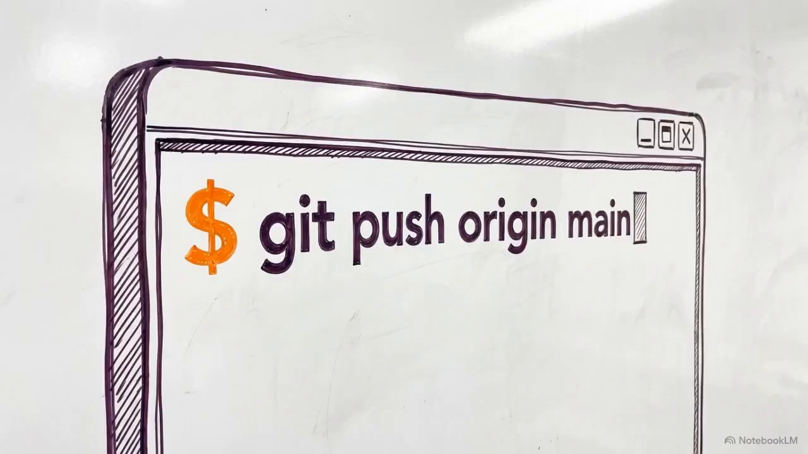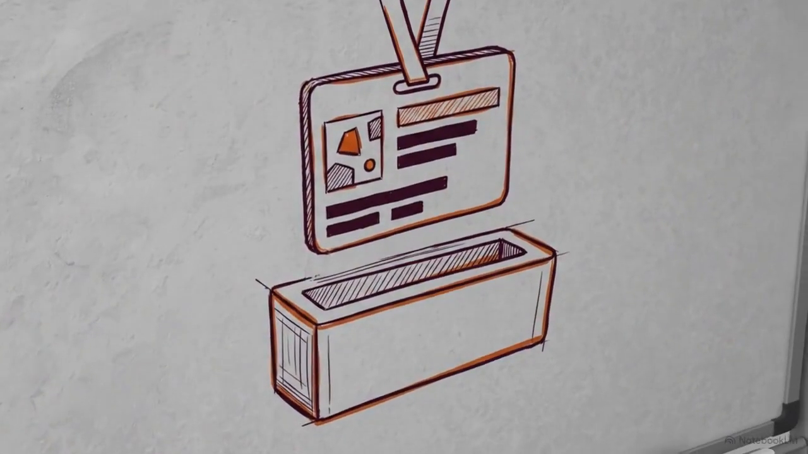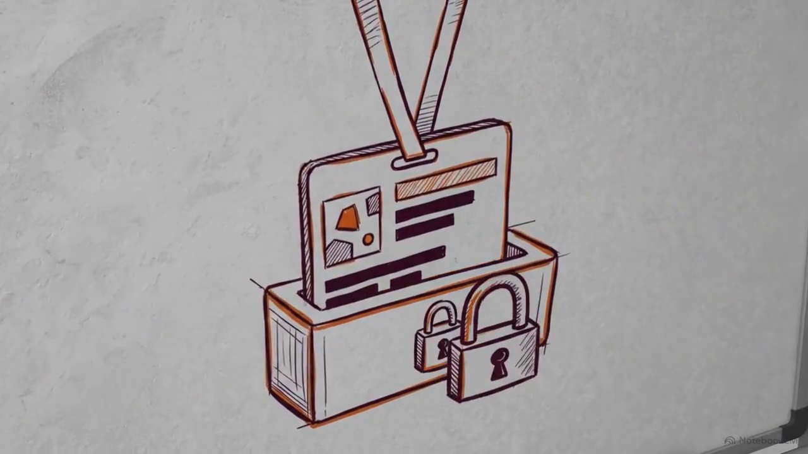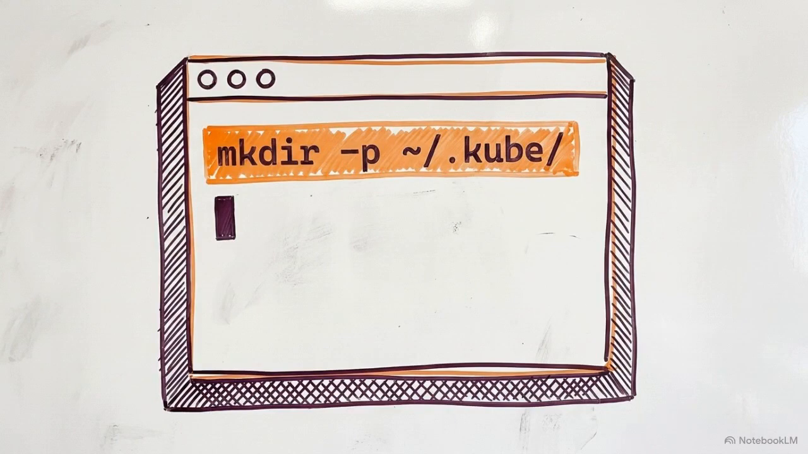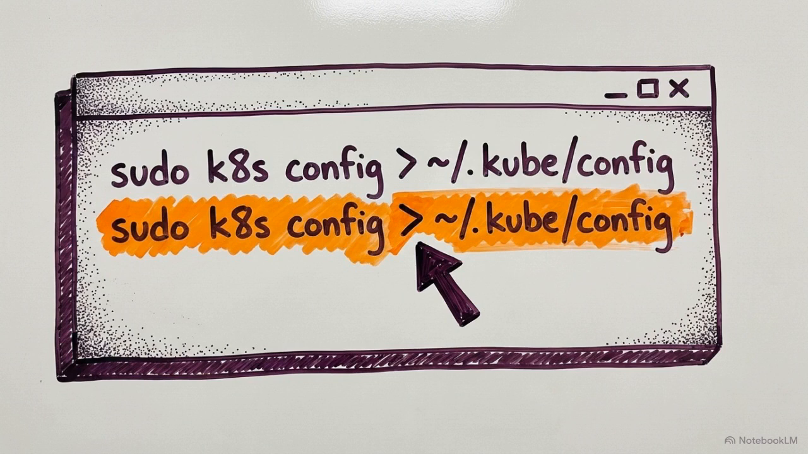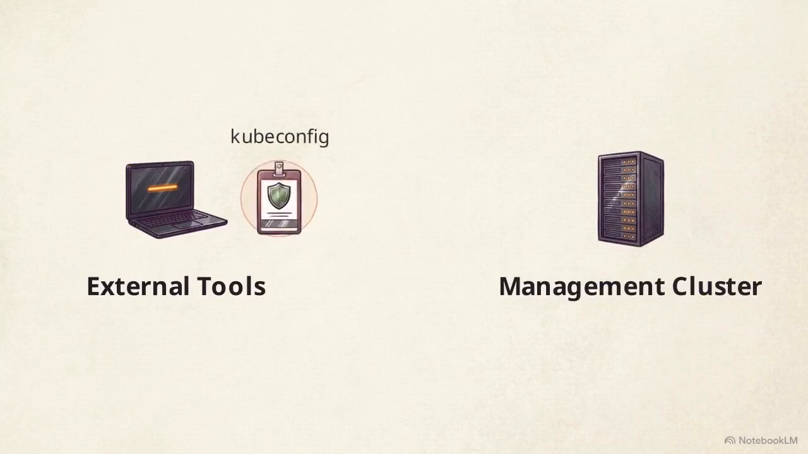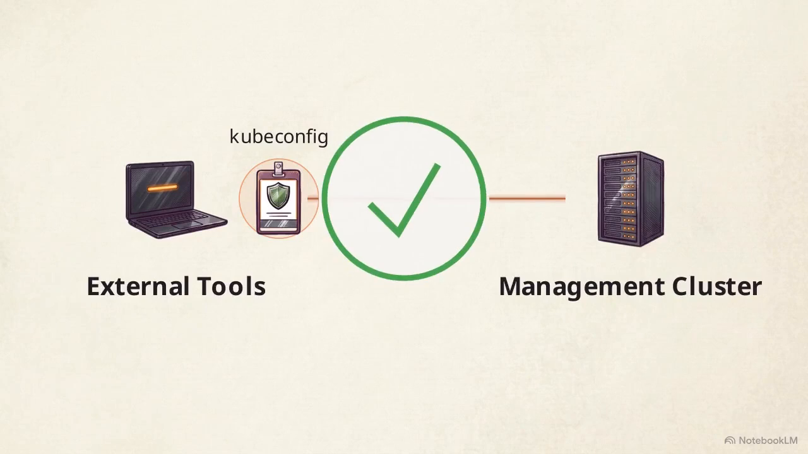Once the prompt returns, we need to generate our kubeconfig file. This file acts as a secure access badge, allowing your external tools to authenticate with the new management cluster. First, let's avoid a common folder not found error. Create the hidden kube directory by running mkdir -p ~/.kube. Then, export the configuration using the output redirect command. Run sudo k8s config, add the greater than symbol, and point it to the new folder path. By successfully exporting the kubeconfig file to the correct path, your management cluster is now securely bridged to your external command line tools. The core setup is complete.